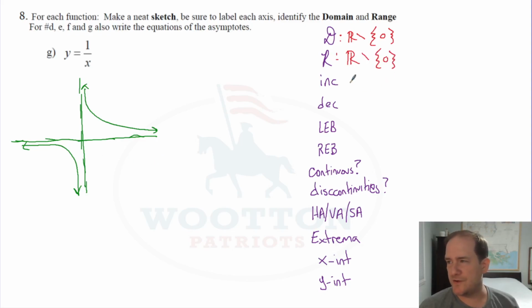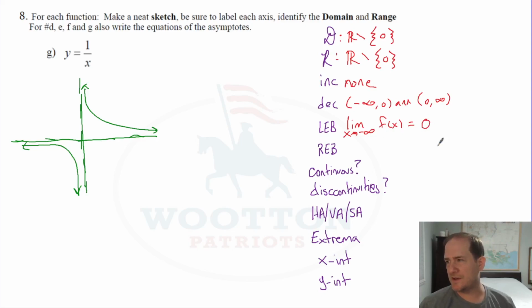Then these branches do not increase, but they decrease, and they decrease from negative infinity to 0 on the x-axis, and also from 0 to infinity. My left-hand behavior exists, and it would be the limit as x goes to negative infinity of this function. And that limit, well, we're approaching an asymptote again, so that limit is 0. Then the right-hand behavior is the limit as x goes to positive infinity. And that limit is also 0.